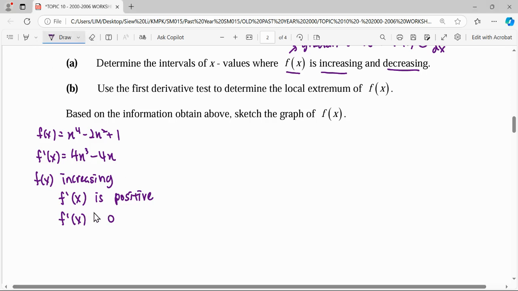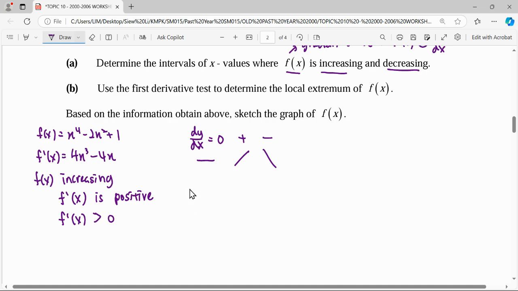Not including 0. Including 0 means it will be your maximum or minimum already, so it will be your critical point, where dy/dx equals 0. It will be like this, where the critical point or stationary point happens. If dy/dx is positive, the function is increasing. If dy/dx is negative, the function is decreasing.